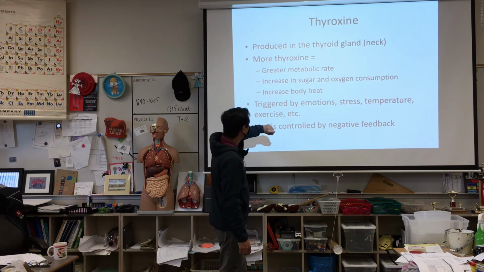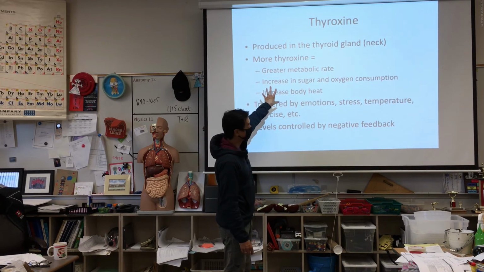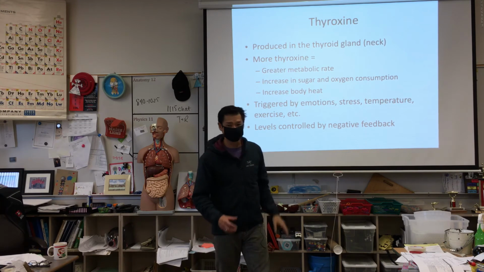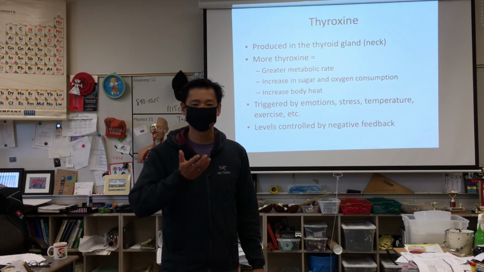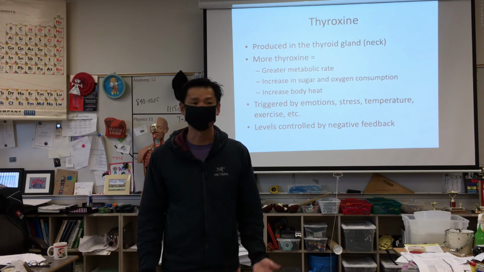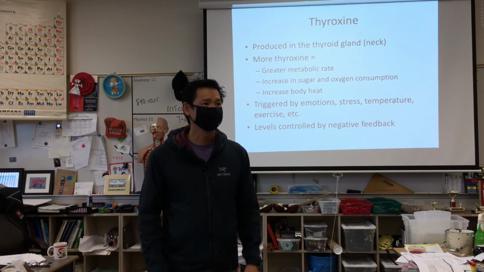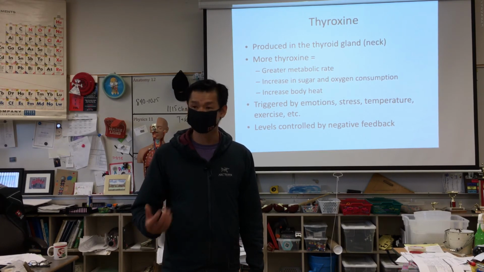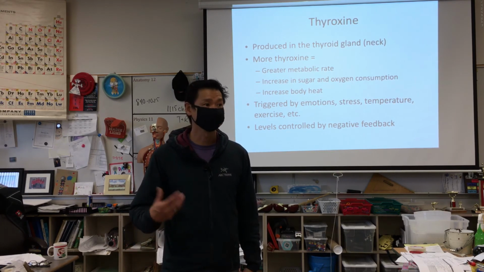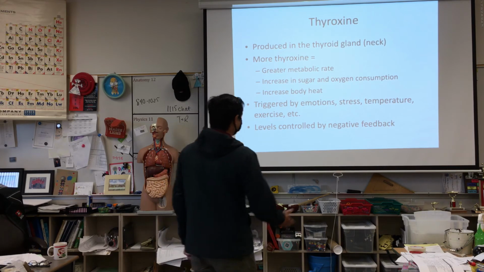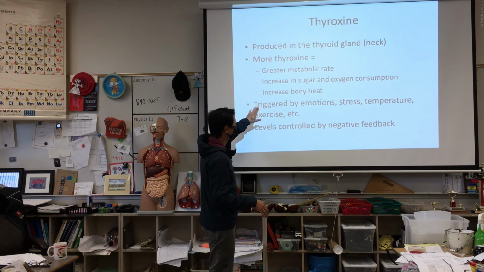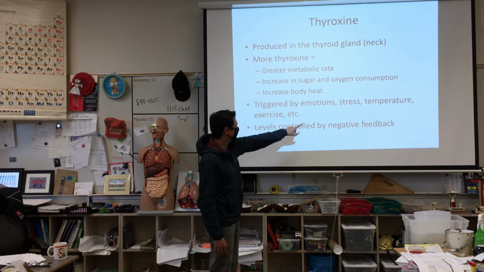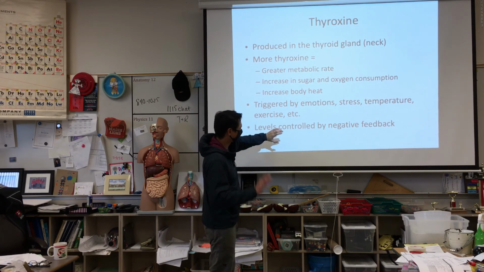Okay? Now, thyroxine is also anabolic. So we would get elevated thyroxine in people that are growing, right? Because it's going to do anabolic reactions and make more tissue, make more bone, make more muscle, and you would get taller and stuff like that. So we see variations for not only just exercise and stuff like that, but just normal day-to-day growth as well. It can be triggered by emotion, stress, temperature, exercise, and other hormones.